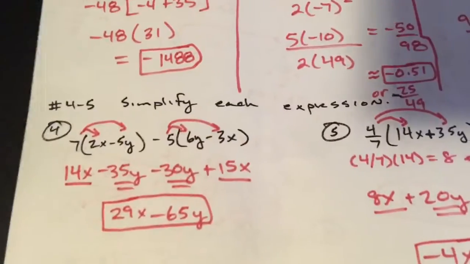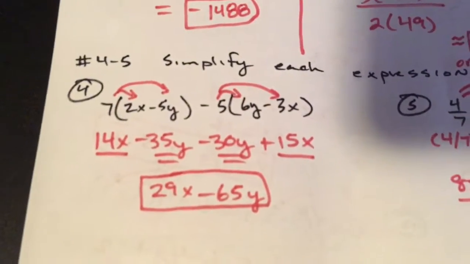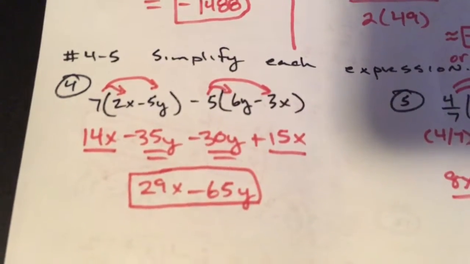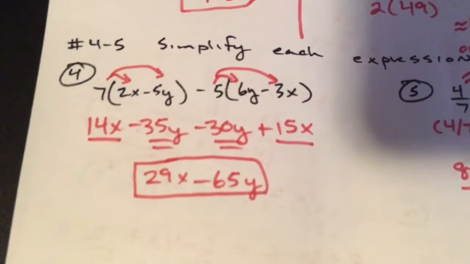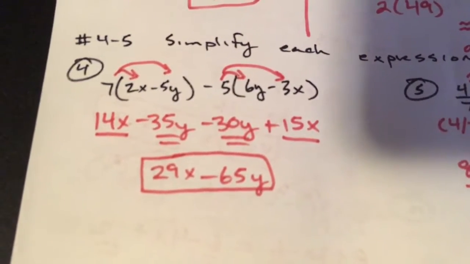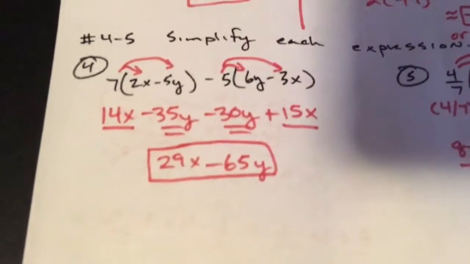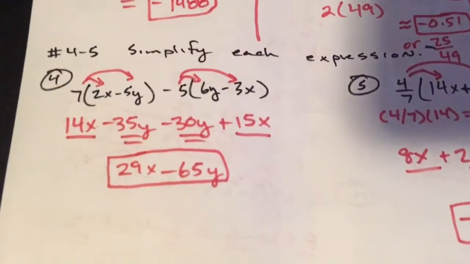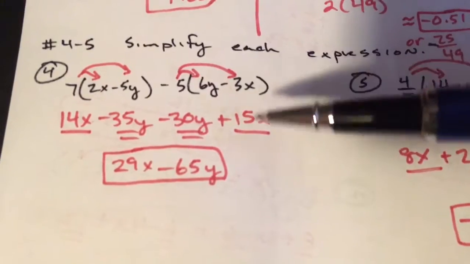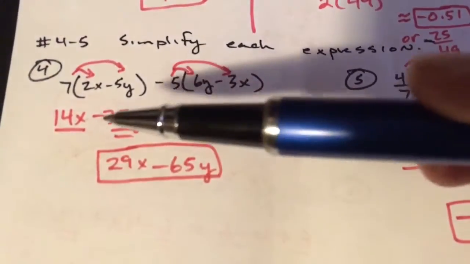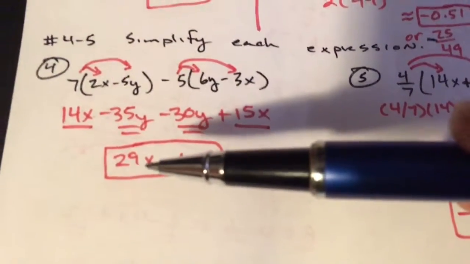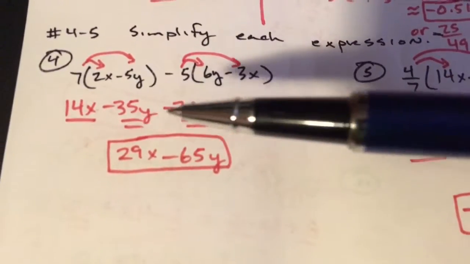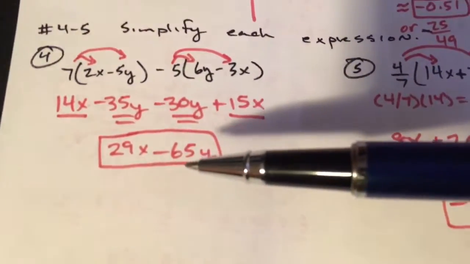All right, folks, take a look here at number 4. Simplify the expression. Make sure to distribute. 7 times 2x is that. Be real careful on the negative times a negative parts here. -5 times a -3x, positive 15x. Underline like terms. 29x.